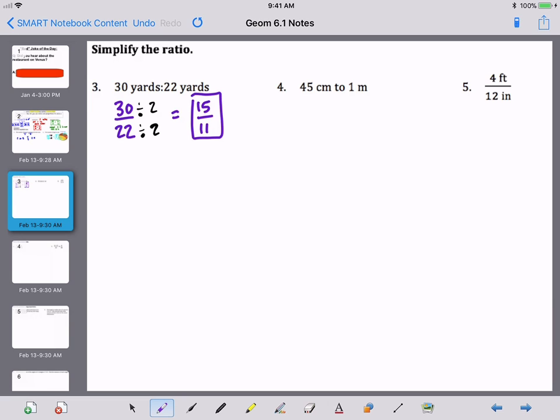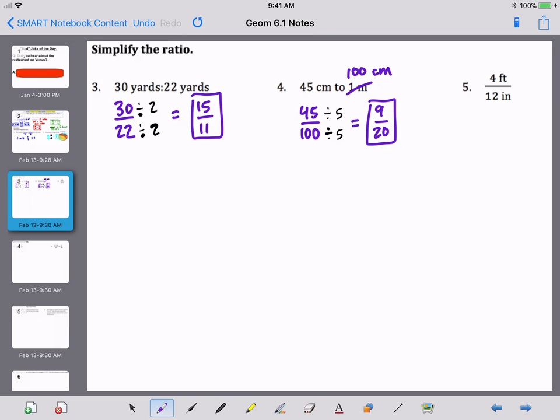Now, just be careful with this because your units need to be the same. So we're going to change 1 meter into 100 centimeters. And then we can simplify. So start with 45 over 100. And both of these are divisible by 5, giving us 9/20.